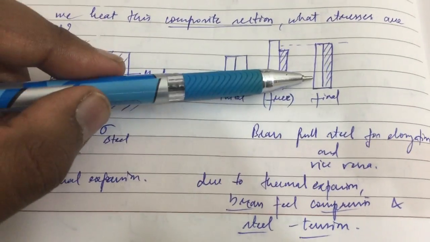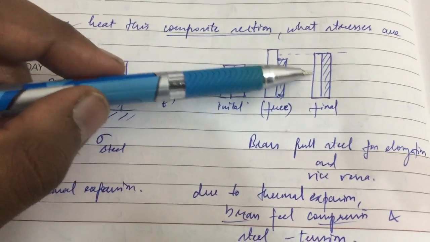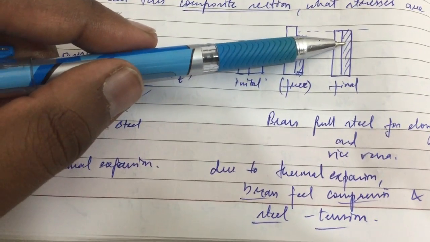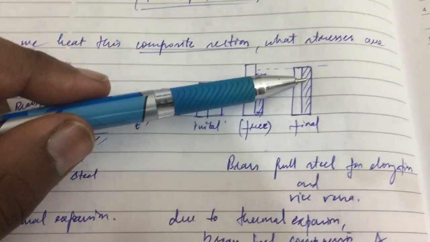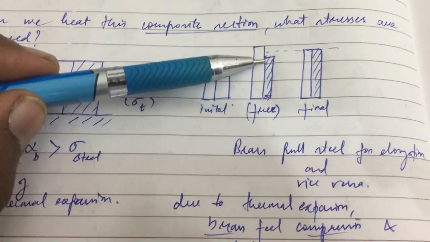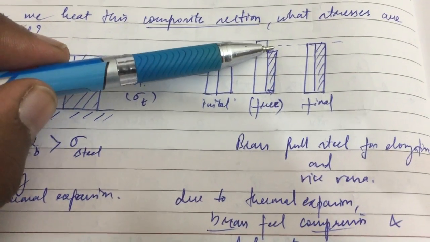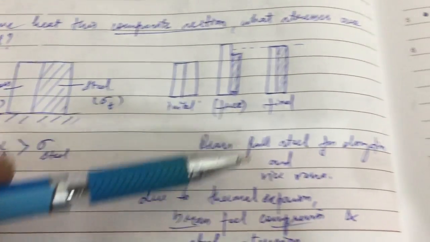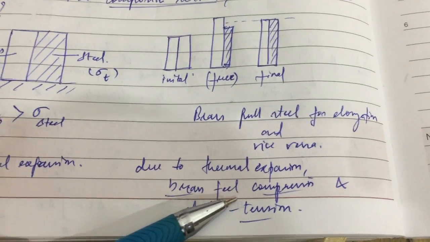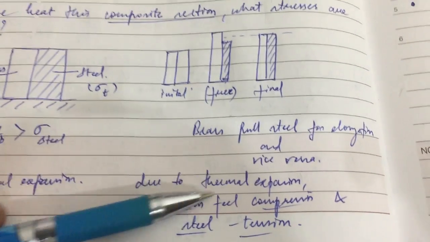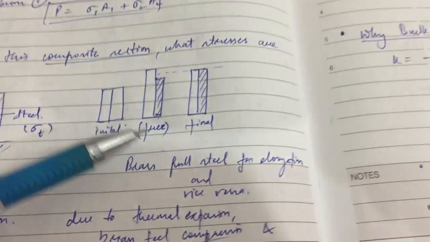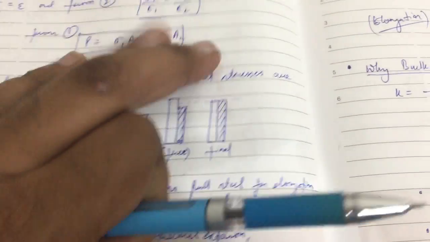But the thing is that as they are a composite section, they are bonded in such a way that the brass, although it extends much, also pulls the steel above, and while the steel's thermal coefficient is less, the steel will pull down the brass expansion in such a way that the overall expansion of this composite section will be in the median of the individual expansions. So this thermal expansion happens in such a way that the brass feels compression because the steel is pulling it down, while the steel feels tension because the brass is pulling the steel bar up. So these two kinds of stresses are induced in this composite section.